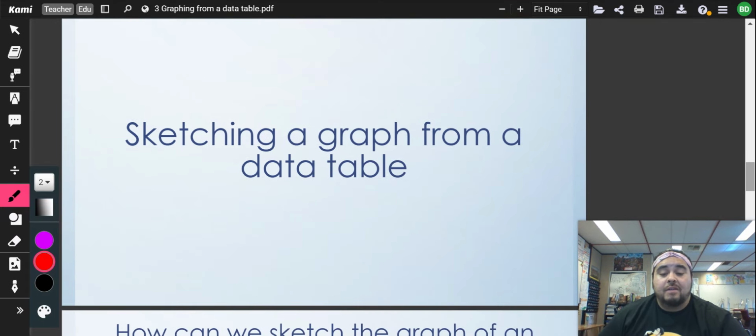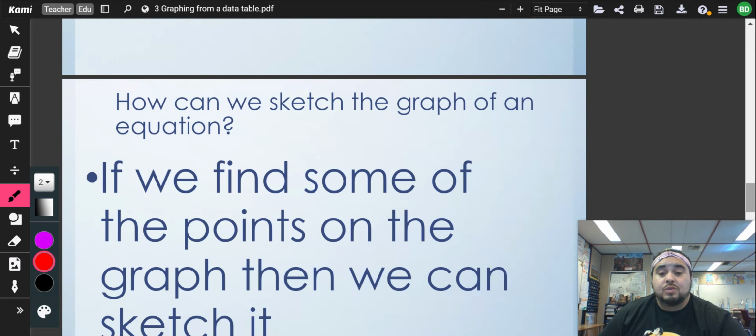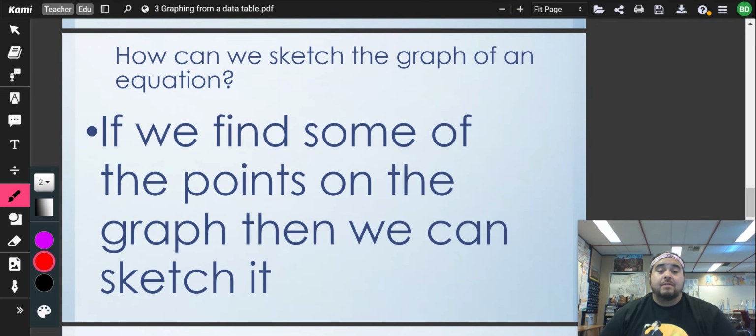Sketching a graph from a data table. What we're going to do is find some points on the graph, and then we're going to sketch them. So we're pulling in the skills that we learned the last time we were in class, where we were plugging numbers into an equation to see if the point was on the line.